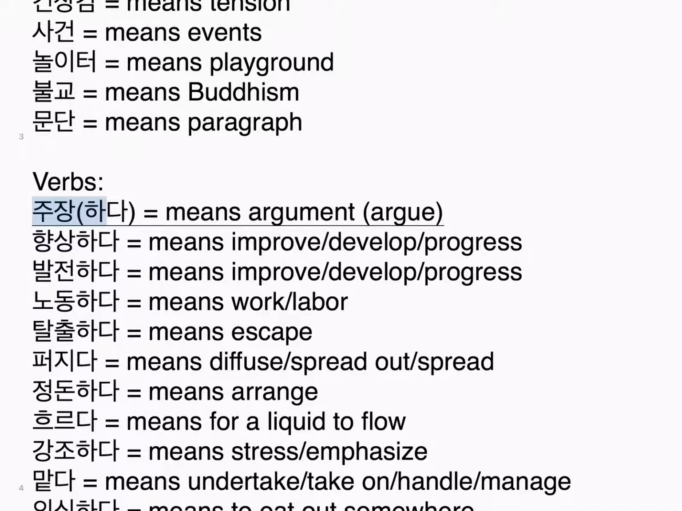Verbs. 주장하다, means argue. 향상하다, means improve, develop, progress. 발전하다, means improve, develop, progress. 노동하다, means work, labor. 탈출하다, means escape. 퍼지다, means diffuse, spread out, spread. 정돈하다, means arrange. 흐르다, means for a liquid to flow.